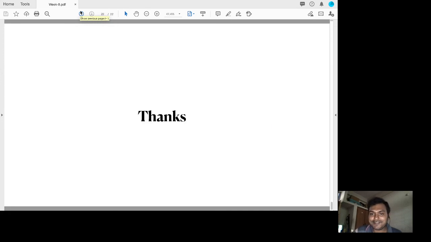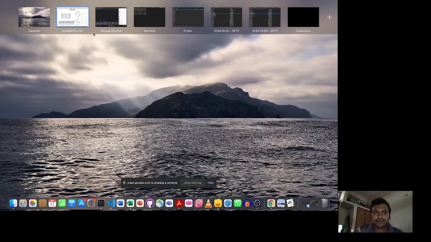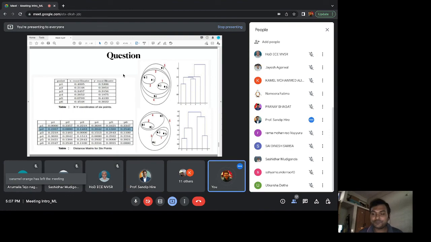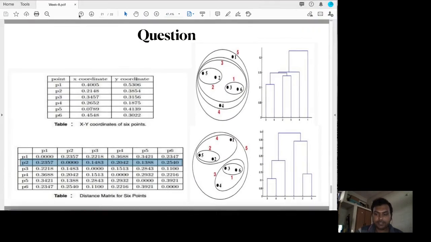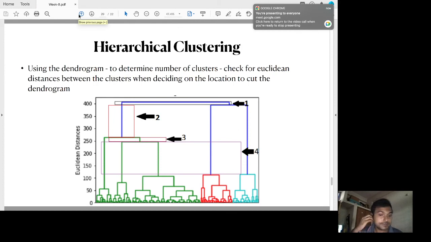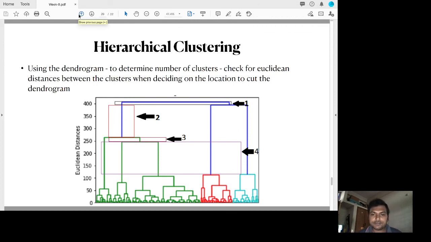Okay, so previous slide, please go to the previous slides. Here. We have to cut this dendrogram at level 4, no? Level 4, yes. Yes, to get the maximum Euclidean distance, right? Yes.